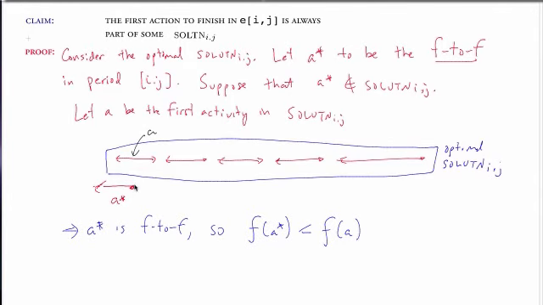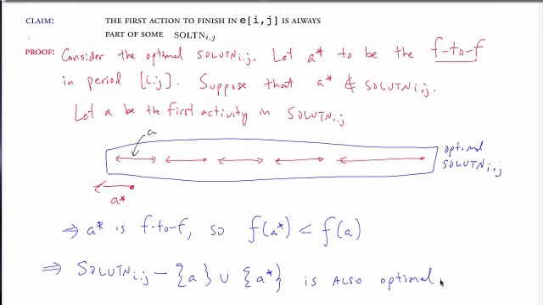Just like this diagram shows. And this means that if we take the solution and we remove A and we add A star, then that is also going to be optimal. In other words, if we just swap these two, we know that A star has to finish before A. And since the solution had no overlaps, that means A didn't have any overlaps. And so if we remove A and put in A star, that's not going to create any overlaps.